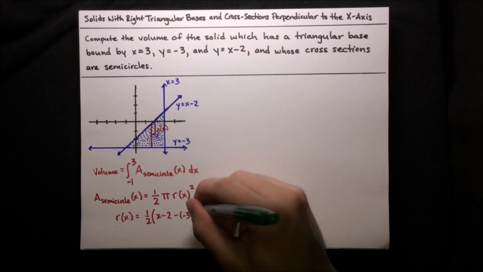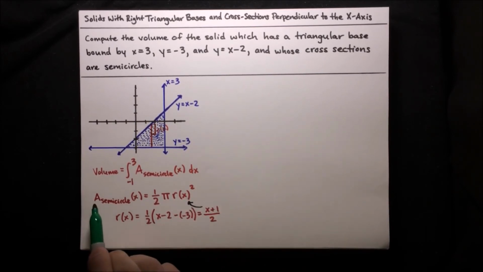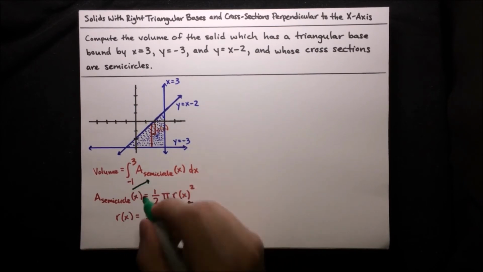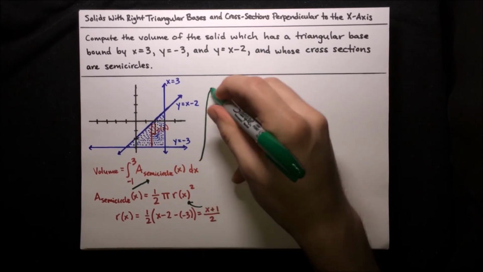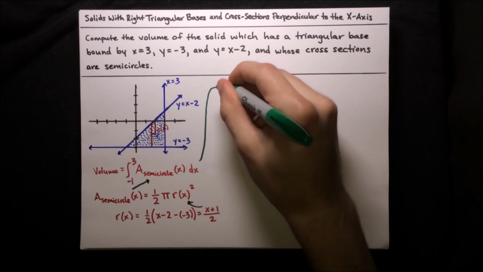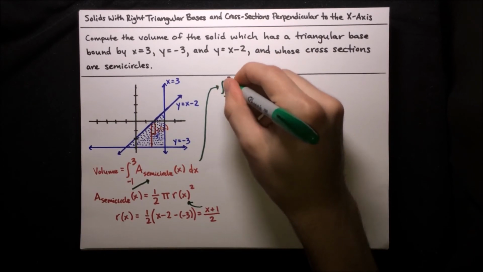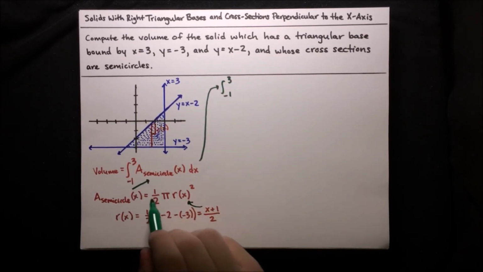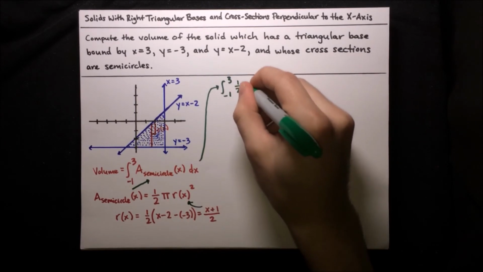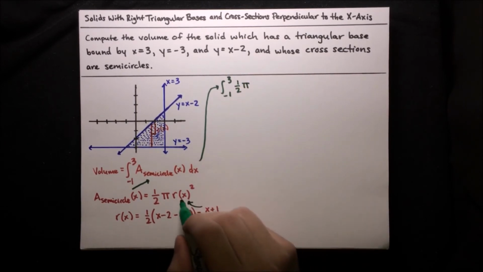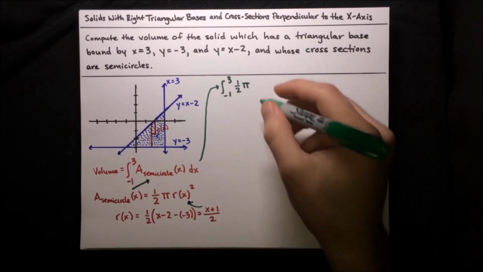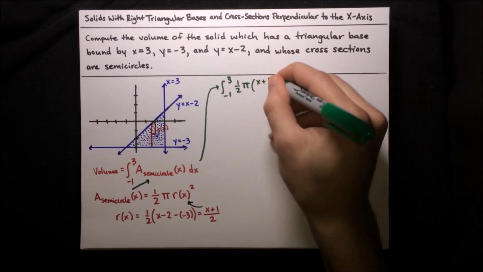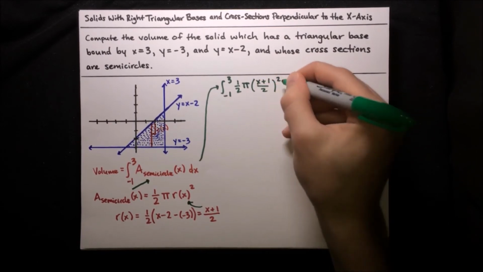We can just stick that in for the radius here, which gives us the area of a semicircle as a function of x, and then we'll put the area of the semicircle into the integral, and then we'll be good to go. So let's go ahead and solve that integral up here then. So volume equals integral from -1 to 3, area of semicircle, let's start writing that down, a half pi, and then r squared. We stick in the expression that we found for the radius, which was just (x plus 1) over 2, so ((x plus 1) over 2) squared dx.